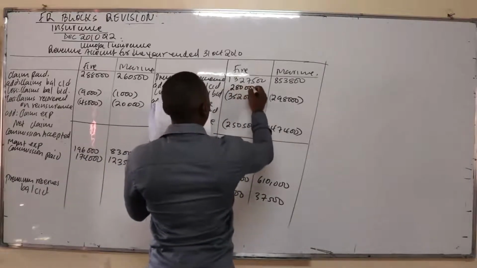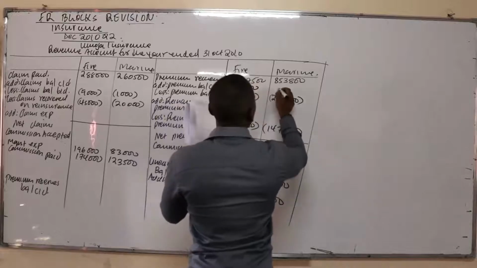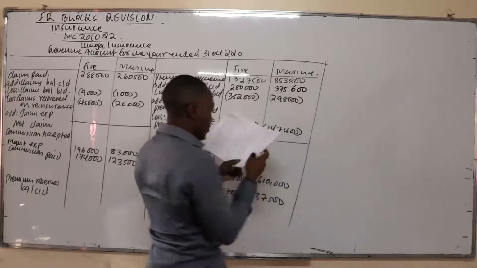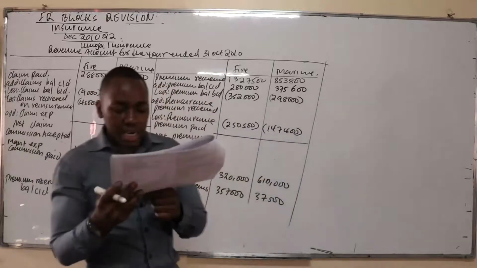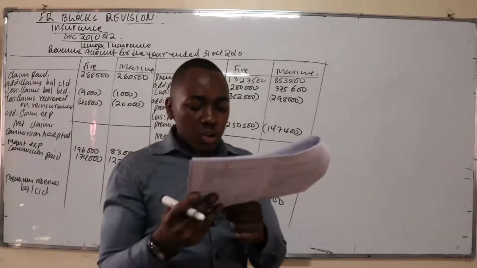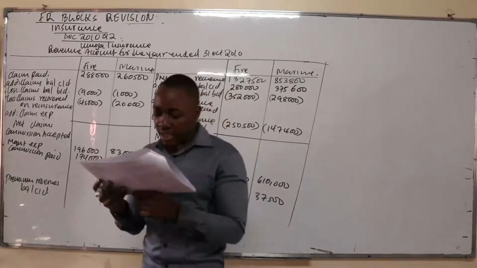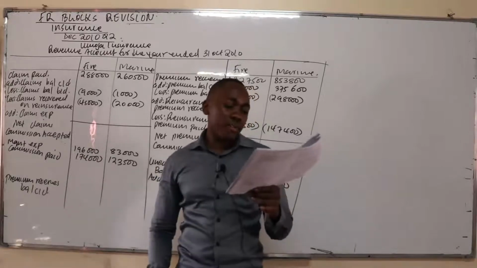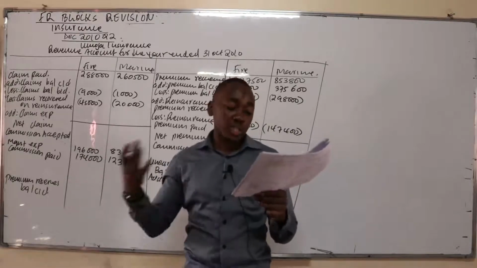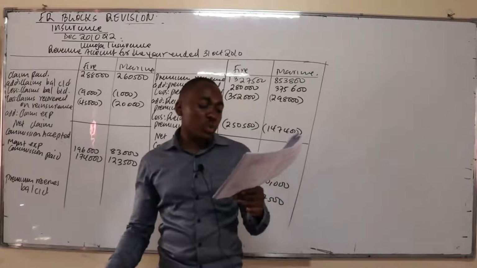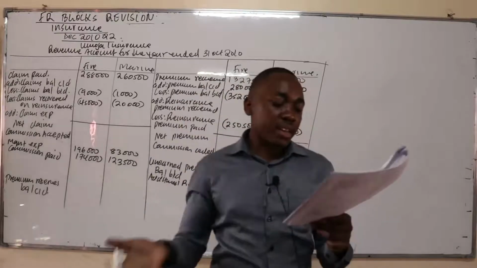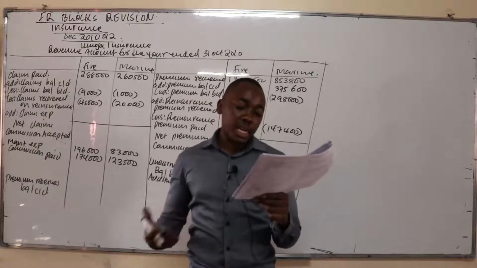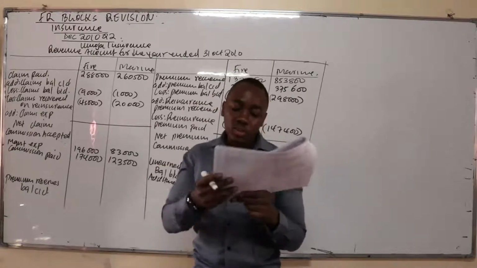So we have 280 and we have 375,600. Then we have claims due, and also claims intimated. Claims due are what we have not paid at the end of the year, and claims intimated are the claims we have never accounted for. So if you want the claims balance at the end, you just add the two. For example, for fire, the claims due was 10 and the one intimated was 8, so by the end of the year the total was 18.